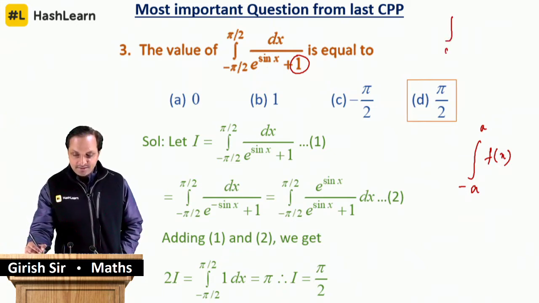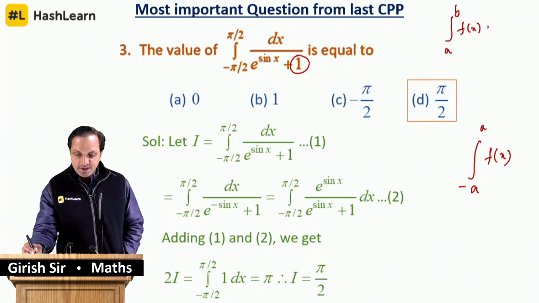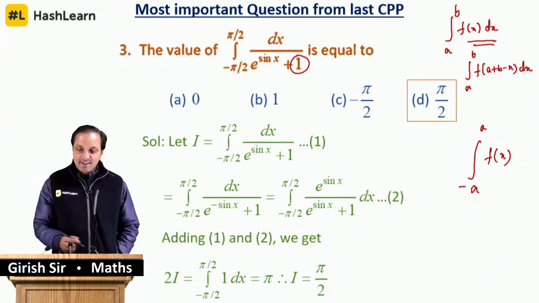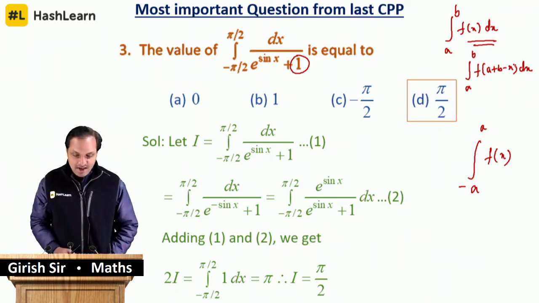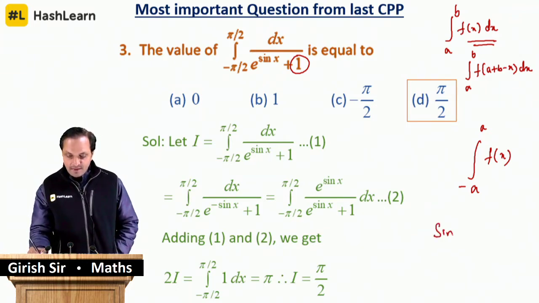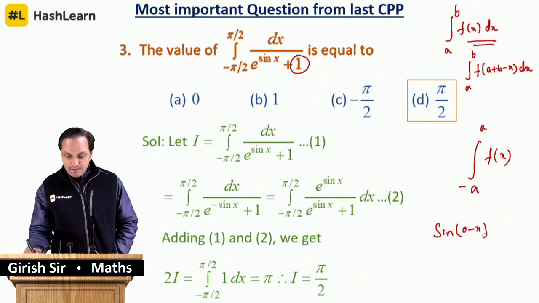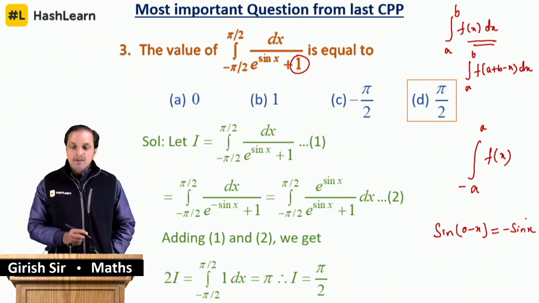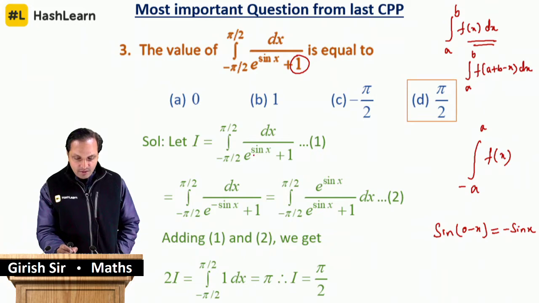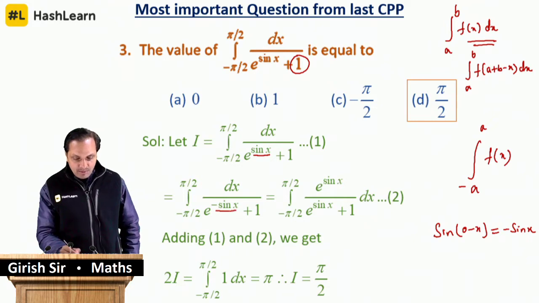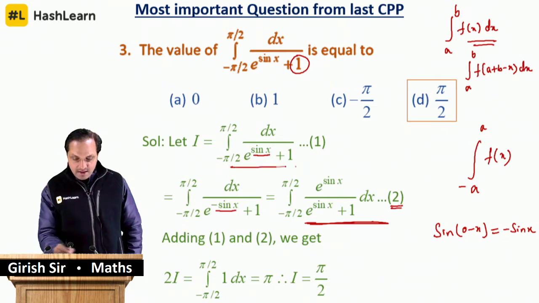There is a concept: integral a to b of f of x dx can be written as integral a to b of f of (upper limit plus lower limit minus x) dx. So when you replace x with upper limit plus lower limit minus x, what happens? Upper limit is pi by 2, lower limit is minus pi by 2, so minus x will become 0 minus x, which is nothing but minus of sin x. This will give you e to the power minus sin x. If you take LCM and simplify, you will get this part. You treat this as 2 and this part as 1.